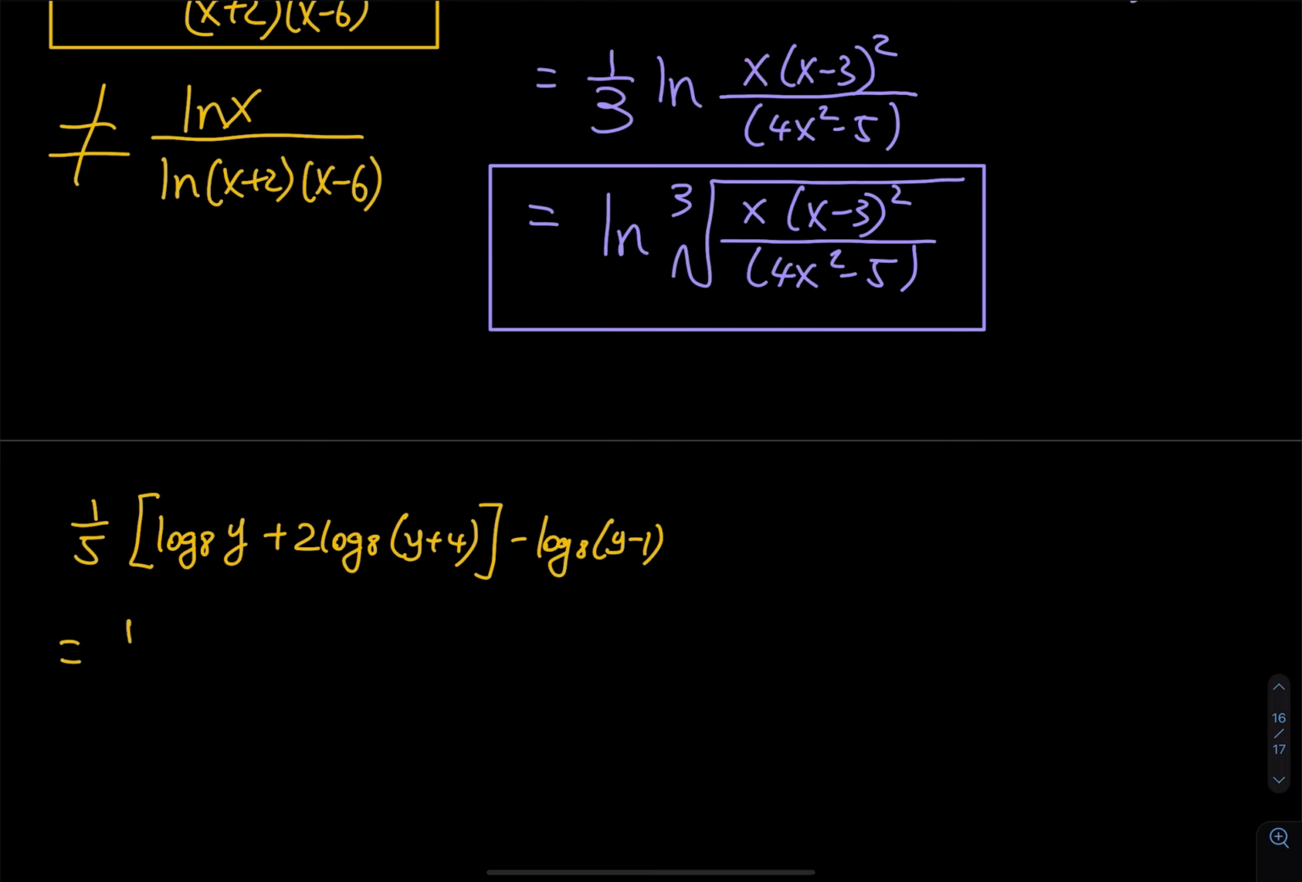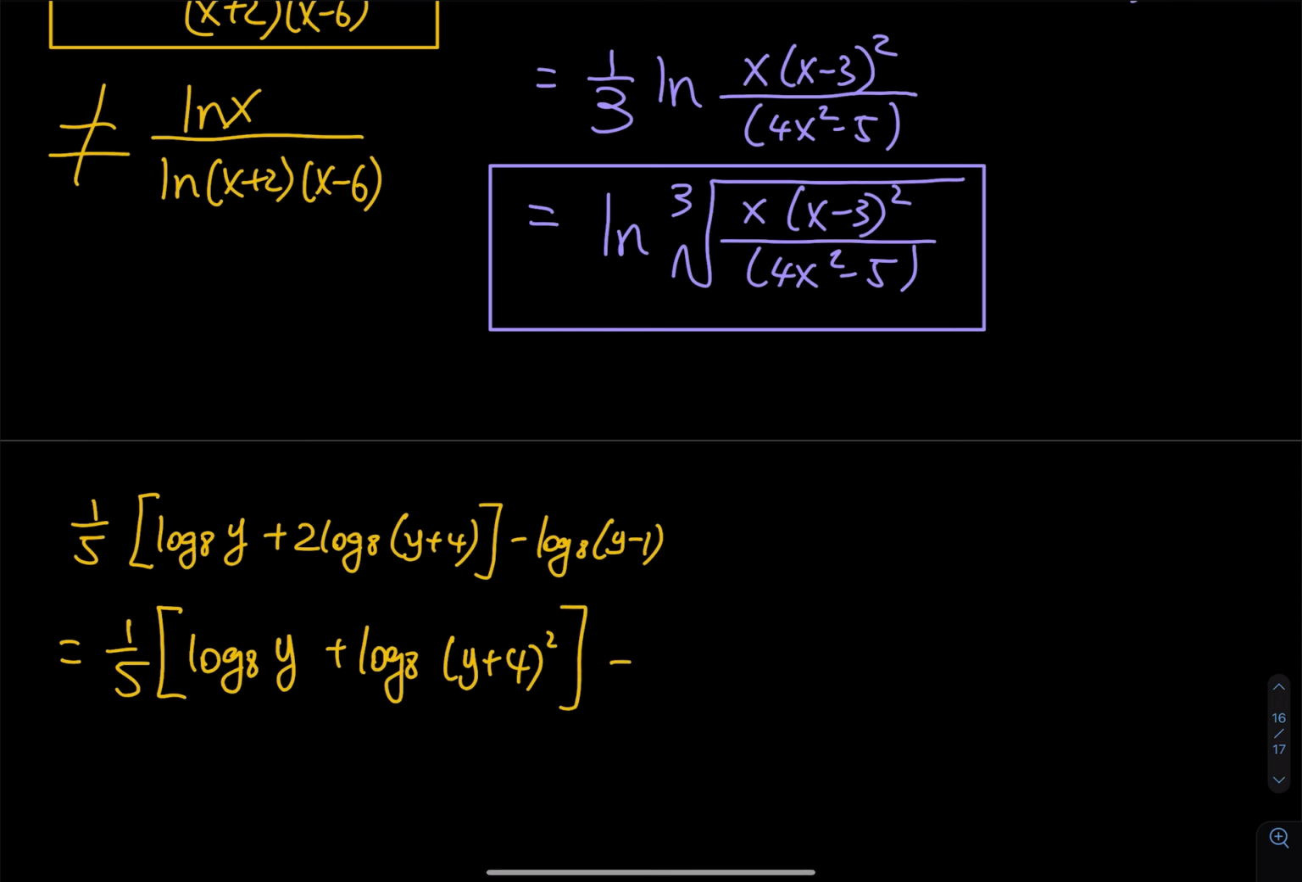So that is equal to 1/5. You have to bring the 2 up. So this is a log base 8 of y and then plus log base 8 of (y + 4) squared. They have the same base. And then minus log base 8 of (y - 1).